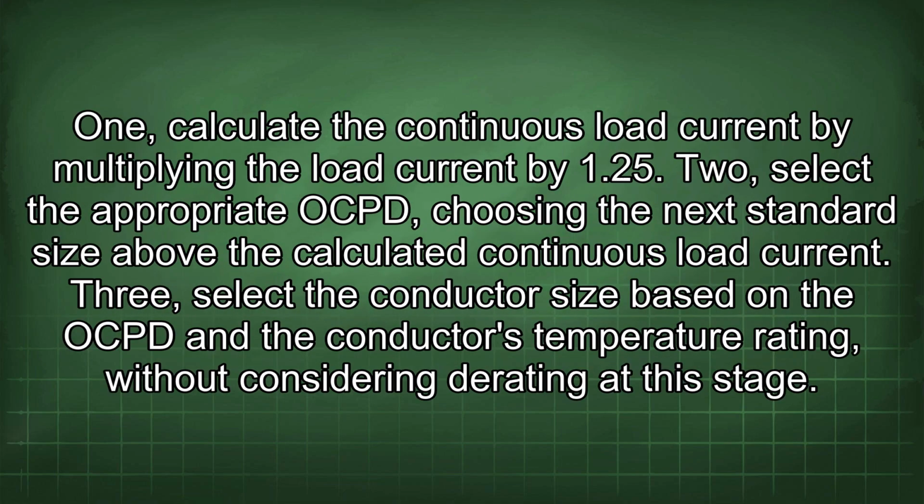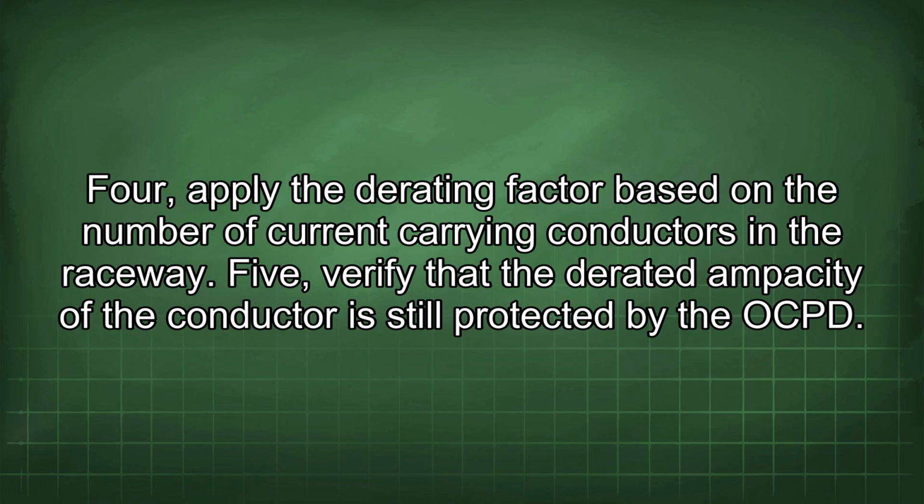1. Calculate the continuous load current by multiplying the load current by 1.25. 2. Select the appropriate OCPD, choosing the next standard size above the calculated continuous load current. 3. Select the conductor size based on the OCPD and the conductor's temperature rating without considering derating at this stage. 4. Apply the derating factor based on the number of current-carrying conductors in the raceway. 5. Verify that the derated ampacity of the conductor is still protected by the OCPD.